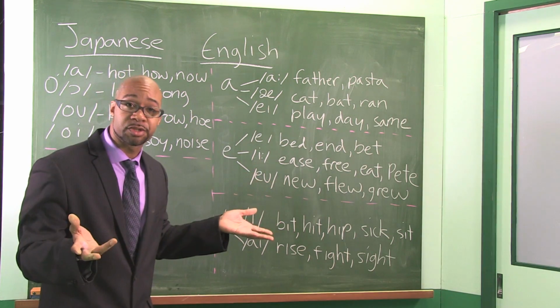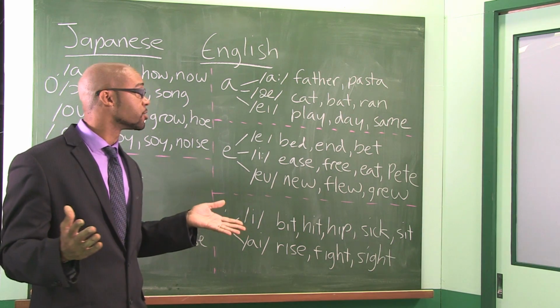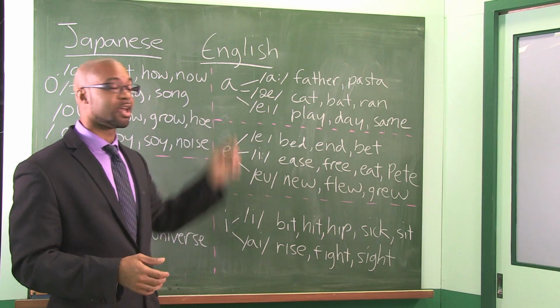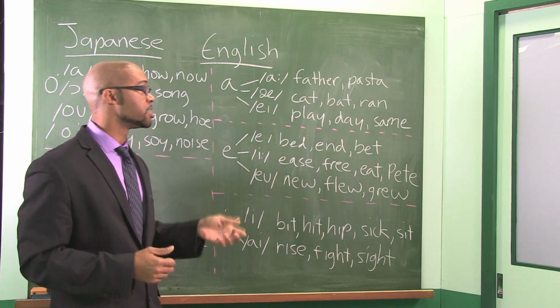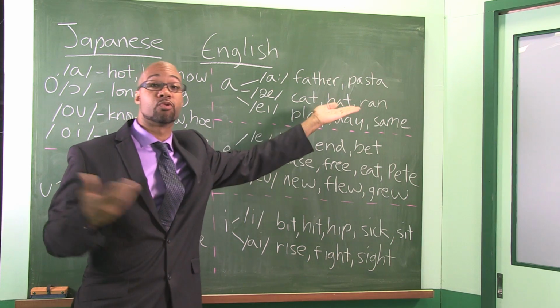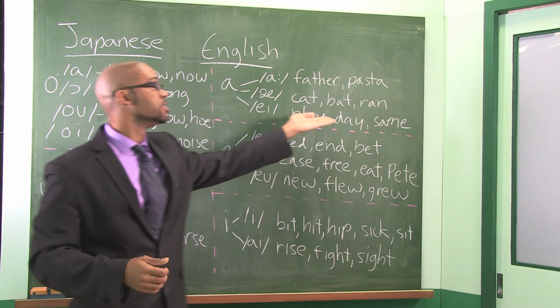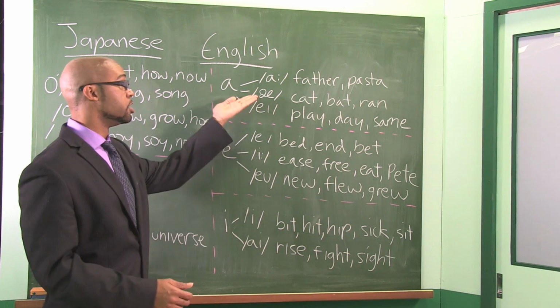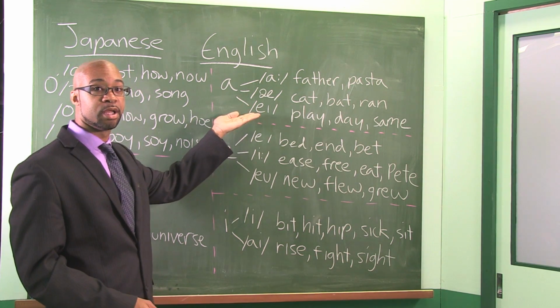So, my dear friends, as you can see, for A, there's a lot of different sounds. Okay? There's A as in father or pasta. Okay? There's A as in cat, bat, or ran. Okay? There's A as in play, day, or same. This is a short sound, A. This is a long sound, A.